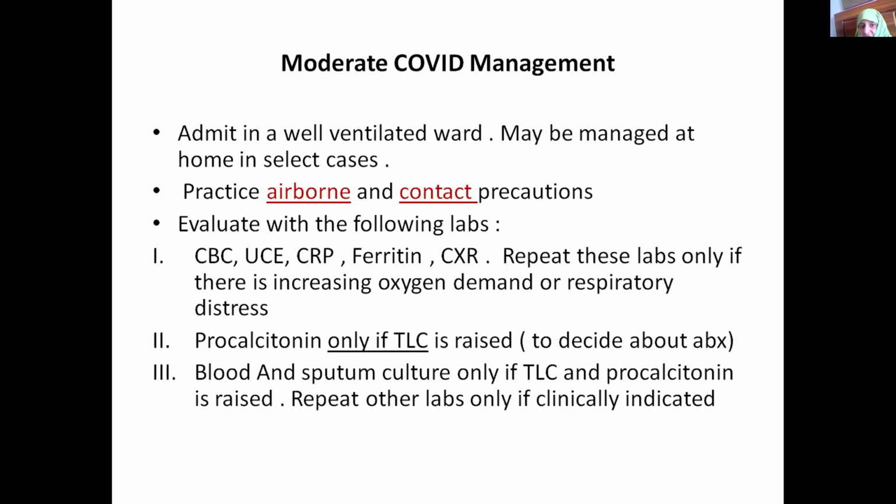a viral infection. So just to basically curb down the instinct by the doctor to give antibiotics, do a procalcitonin if your TLC is raised, and if the procalcitonin is not raised, please do not prescribe antibiotics. And blood and sputum culture also should only be done if the TLC and procalcitonin are raised.